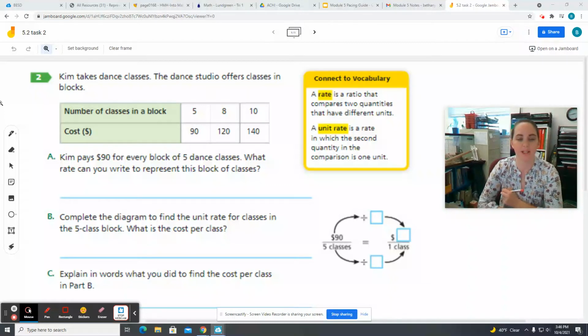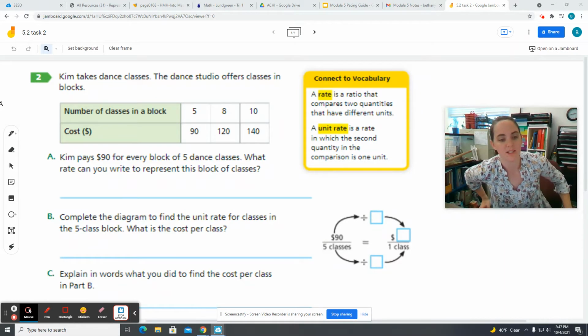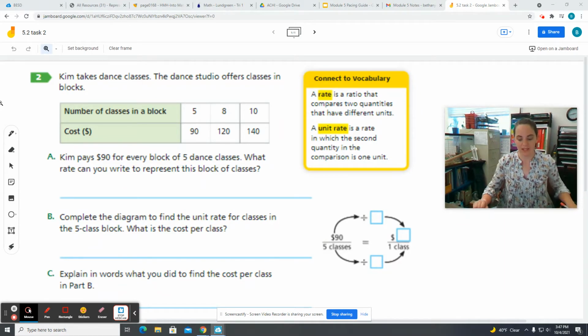Great. Hello again. We are on task 2 for 5.2, so you should be on page 147, I believe. So go ahead and go to 147, and we can do this problem together. I actually really like this problem. I think this is going to help kind of visualize in your mind a little bit better about rates and unit rates. So hopefully this will be helpful to you.